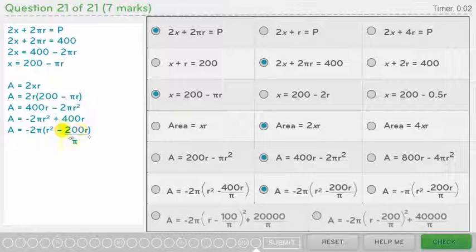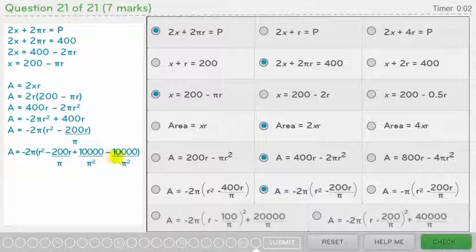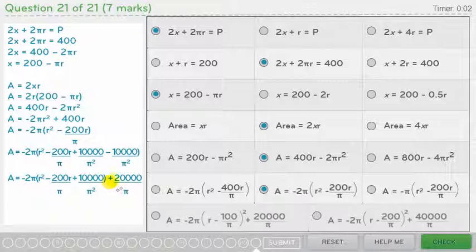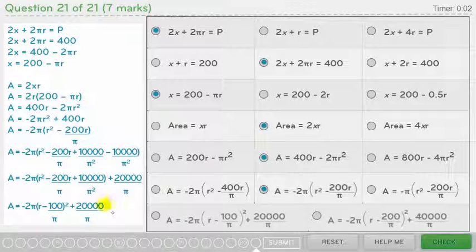From here, we will take negative 200 over pi, divide it in half, and then square it to generate these two terms. The negative 10,000 over pi squared will get multiplied by our leading coefficient to move it outside of the brackets, which gives us 20,000 all over pi. And then finally, we're ready to complete the square here. We'll take r squared minus 200r over pi plus 10,000 over pi squared, which gives us the following: negative 2 pi all multiplied by r minus 100 over pi, squared, plus 20,000 all over pi.